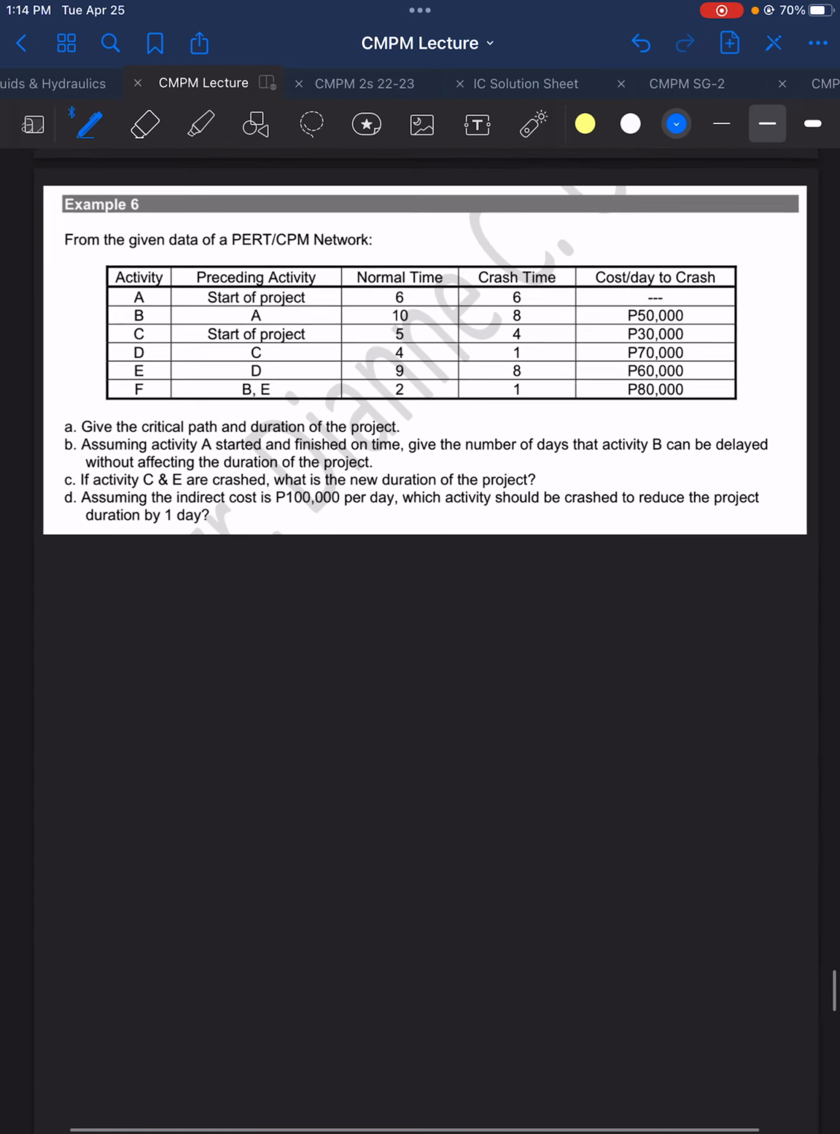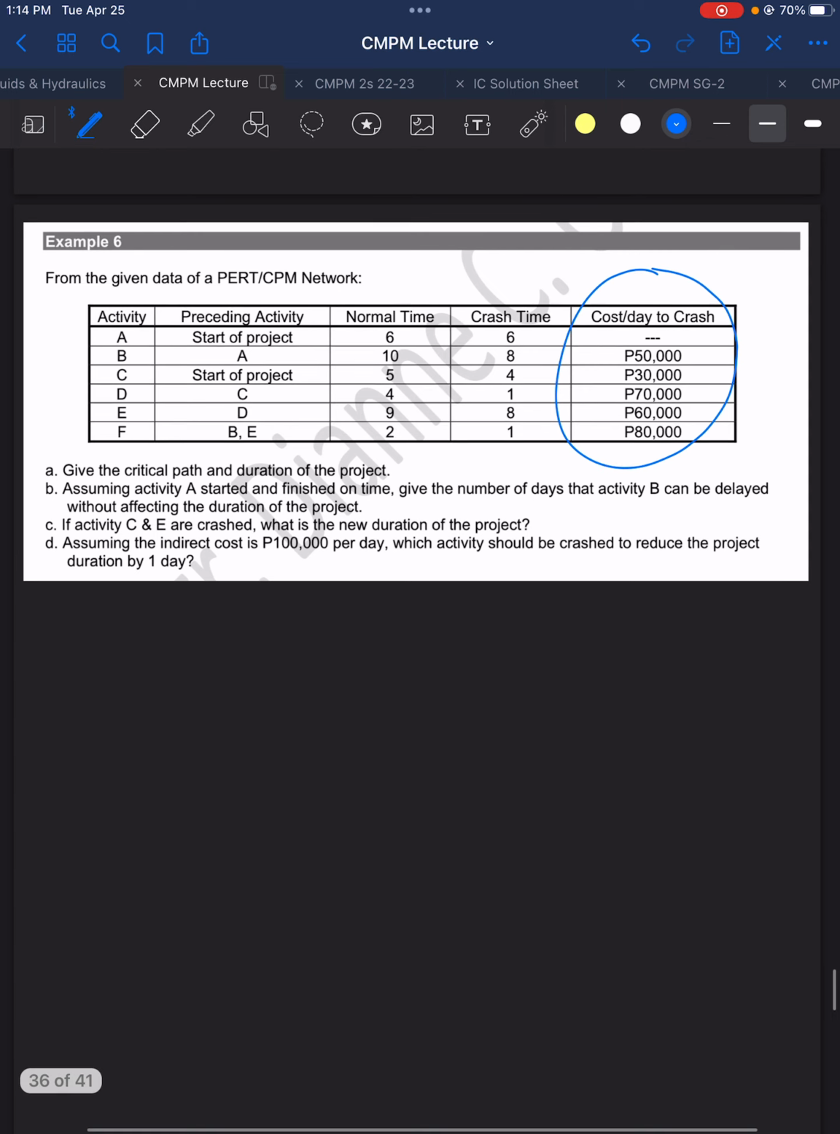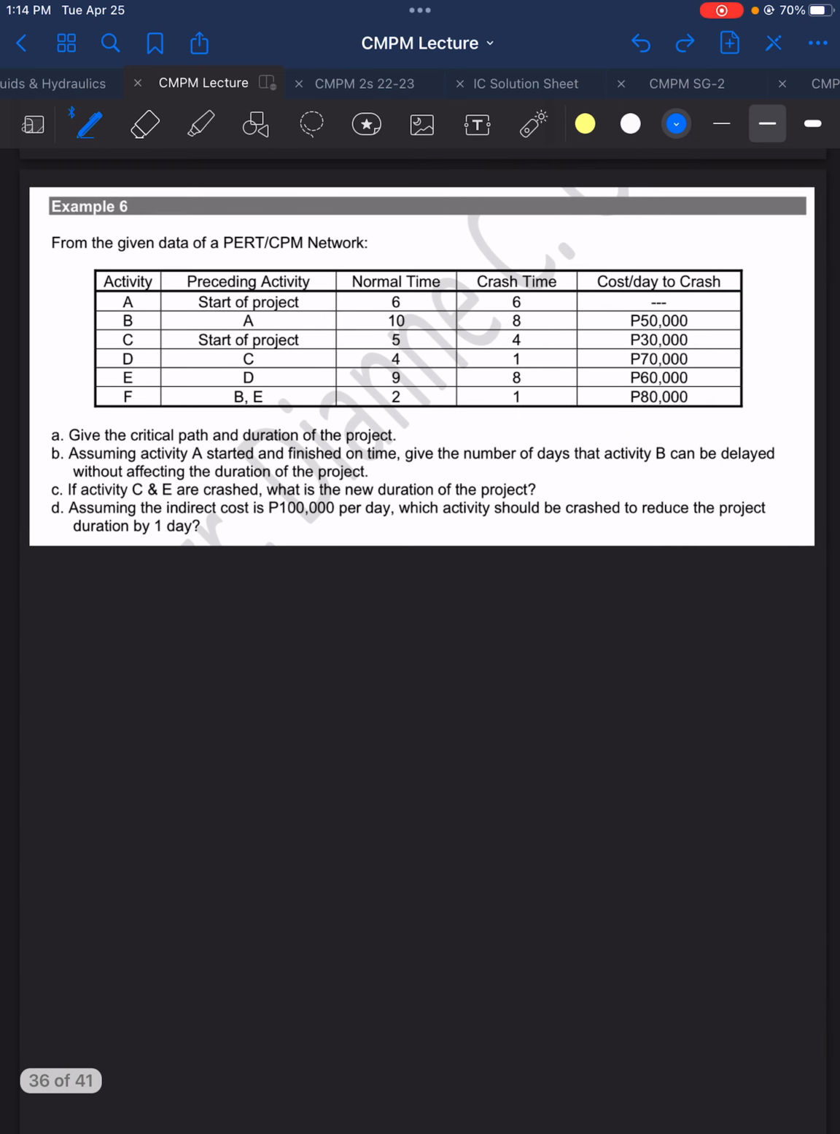Okay, so we have the last example, example 6. This is the last example for our study guide number 2. From the given data of a PERT CPM network, here you have activities A to F. There's no node, but there is a statement of the preceding activity, and then we have the normal time, the crash time, and the cost per day to crash. So this is the cost to crash the project, right?